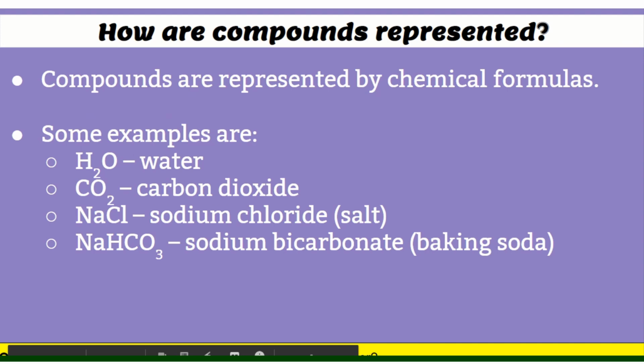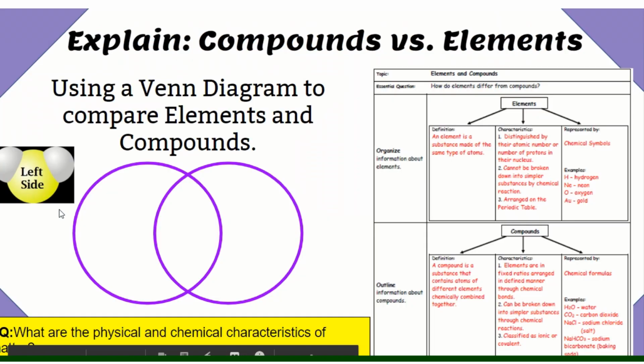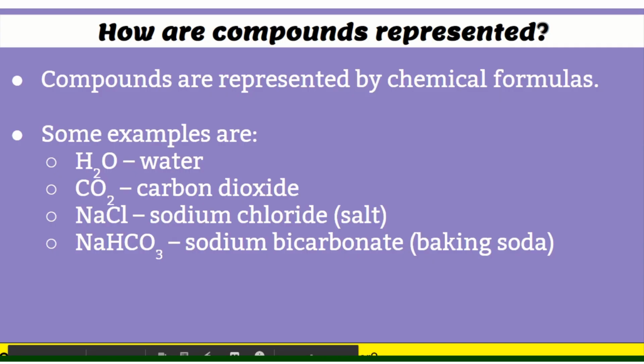Compounds are represented by chemical formulas. Okay, some examples: H2O is a chemical formula for water. CO2 is the formula for carbon dioxide. NaCl is the formula for sodium chloride, what we call salt. NaHCO3 is the formula for sodium bicarbonate, what we know as baking soda.